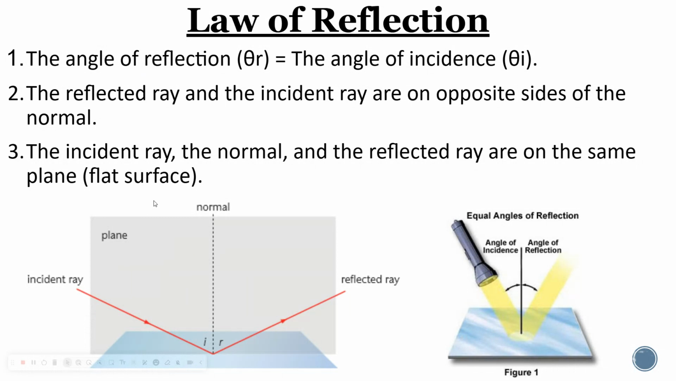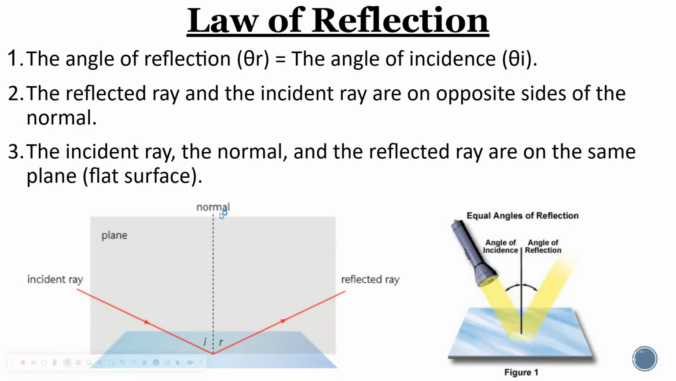So there's 3 points to the law of reflection. The first point is that the angle of incidence is going to be equal to the angle of reflection. So if the angle of incidence is 65, then the angle of reflection is also 65. The second point is that the normal is in the middle of the incident ray and the reflected ray. That means they're always on opposite sides. So the incident ray is on this side of the normal, and the reflected ray would be on the other side of the normal.